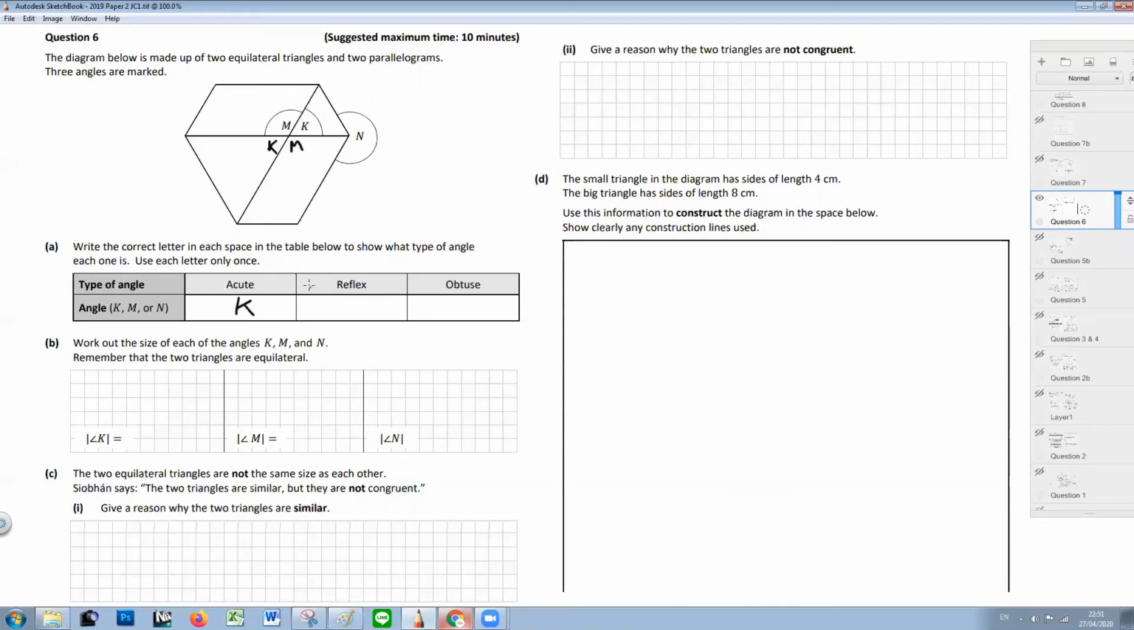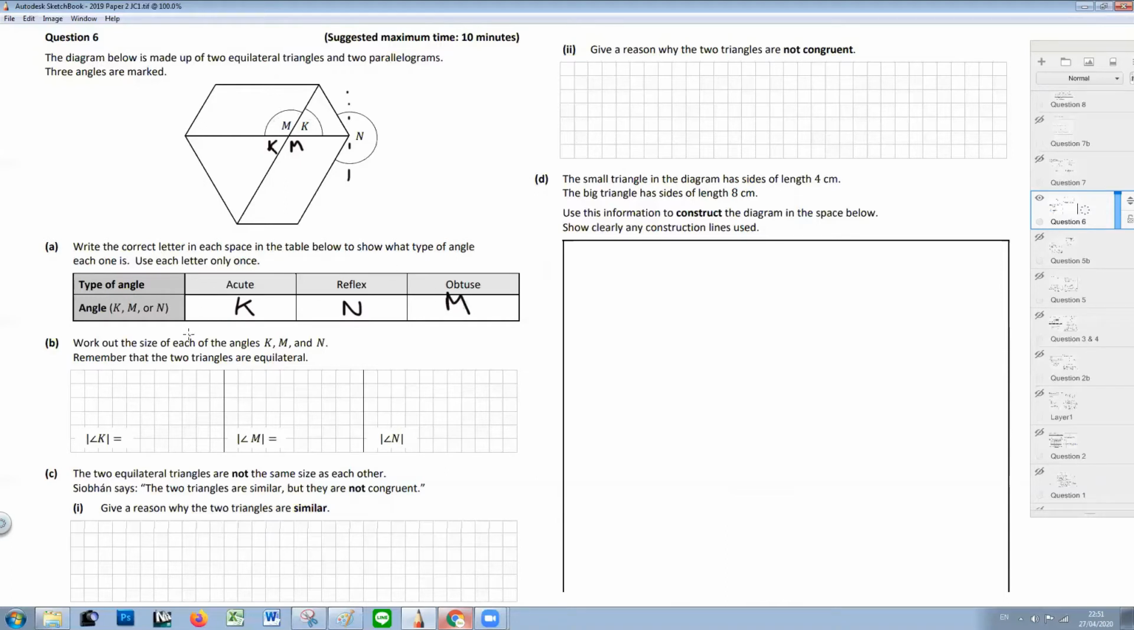Our reflex angle, one that's bigger than 180 degrees, is clearly going to be N, because if it was 100 degrees or 180 degrees, it would have to be within this shape here. And our obtuse angle is going to be more than 90, less than 180. That's clearly going to be M, because that would be over 90, but obviously less than 180. So that's M.